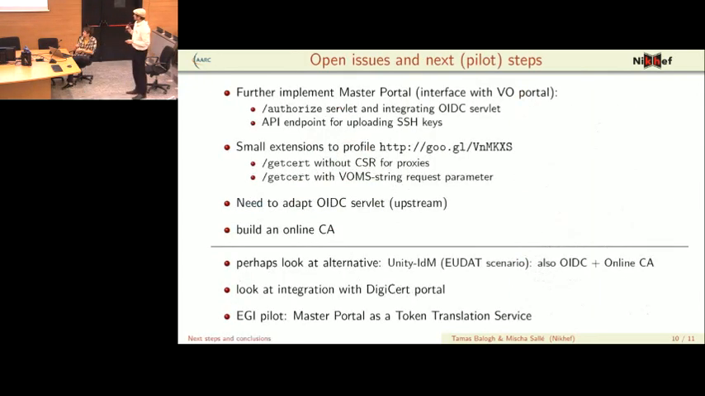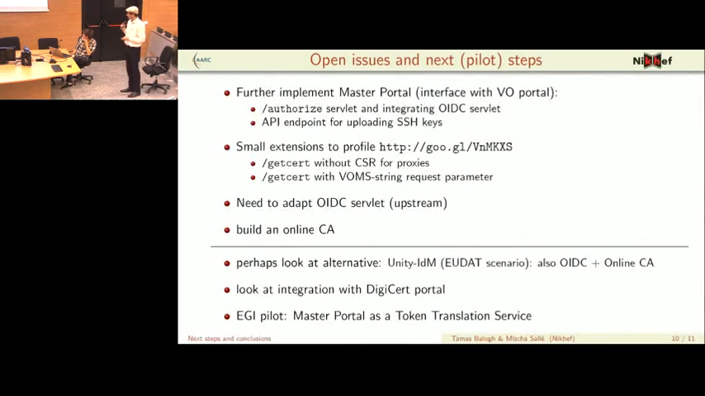So, some open issues. We need to further implement this master portal. I know that this is a pre-pilot and we shouldn't program too much. And that is actually also not really what we're doing. I mean, Tom is working hard and he might disagree with me, but basically we're putting together existing bits and pieces of software. Also, the API endpoint for uploading the SSH keys needs to be implemented, which would be basically standard OpenID. We need some small extensions to this profile. This profile is the one which actually describes this OpenID Connect flow. There will be a small adaptation which should be done by Jim Basney. And we actually have to do some fun stuff like building an online CA.